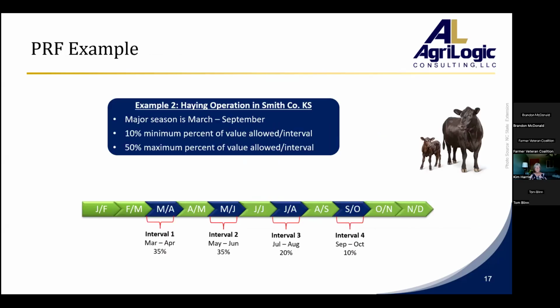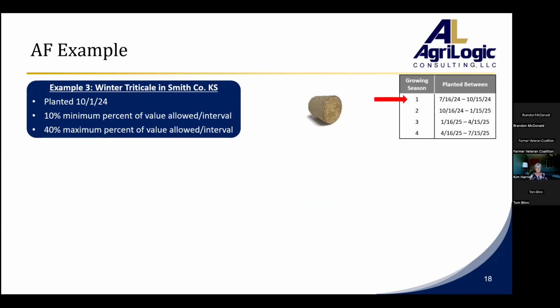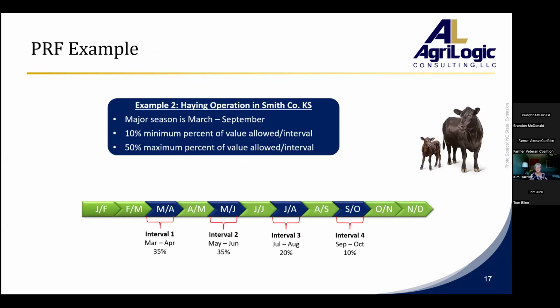For example, on Pasture, Rangeland, and Forage, and I clicked one too many times, my apologies. There's a haying operation in Smith County, Kansas, which happens to be the middle of the contiguous United States. Major season is March through September. A 10% minimum of the value has got to be in one interval and no more than 50% in the other interval. So in this particular example, the grower elected 4 different intervals, and they cover from March to October. But you can see the different percent of values that they selected.